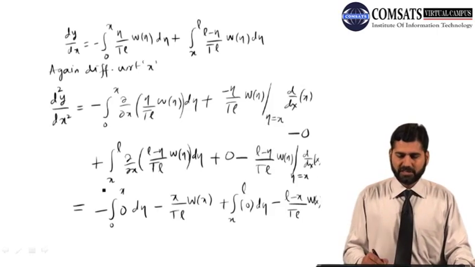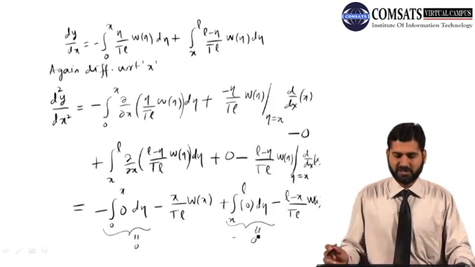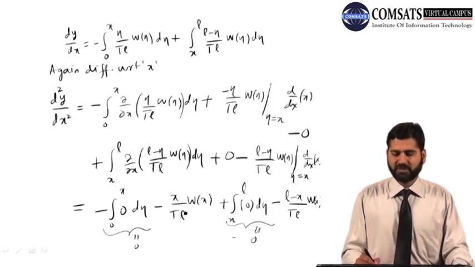This is what you got. So these are 0. Of course, this is equal to 0. This is equal to 0. Definite integral of 0 is 0. You are left with only these two things. So Wx by TL is common here.